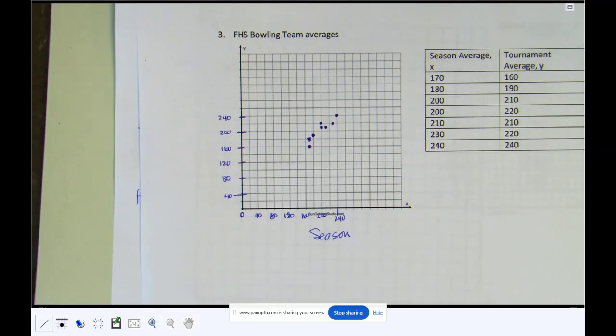So when you're thinking about how to number, you want to try to use as much of your graph as you can. Don't spend hours trying to figure out what to count by, but if it's going to be all crunched up, you don't want to do that. You want it to be spread out.